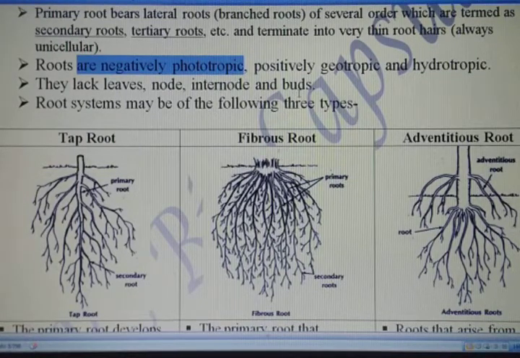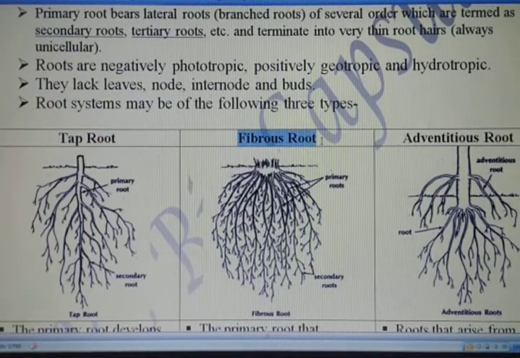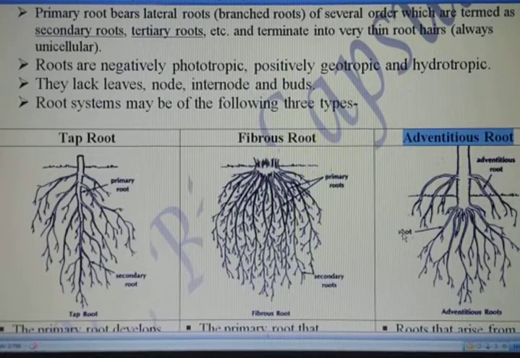Now this root system may be of three different types, or can be classified into three types. One is called what? Taproot system. The second one is fibrous root system, and the third one is adventitious root system. Now, what is the difference between all three different types of root system?